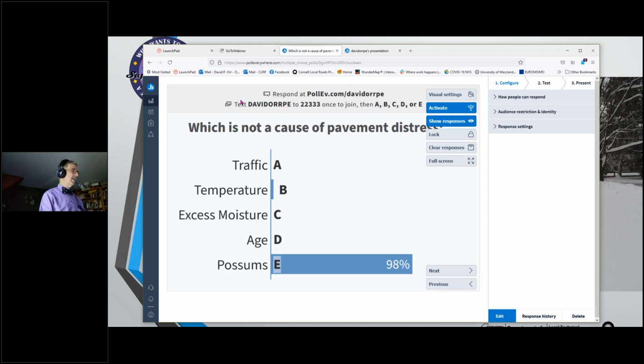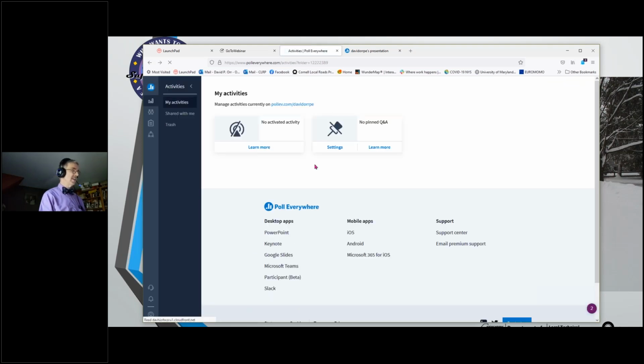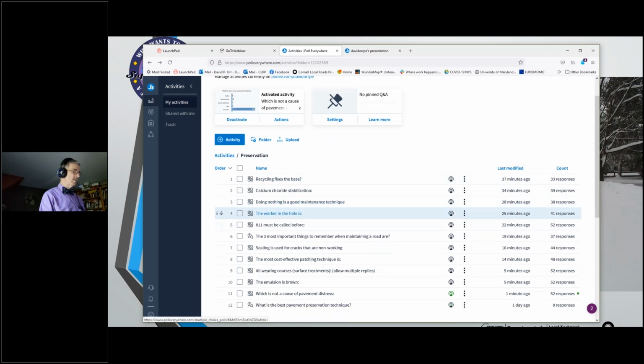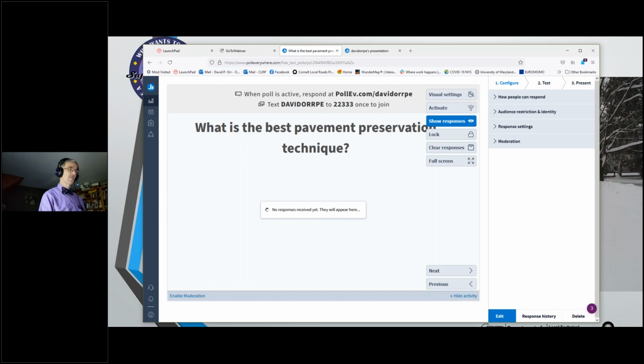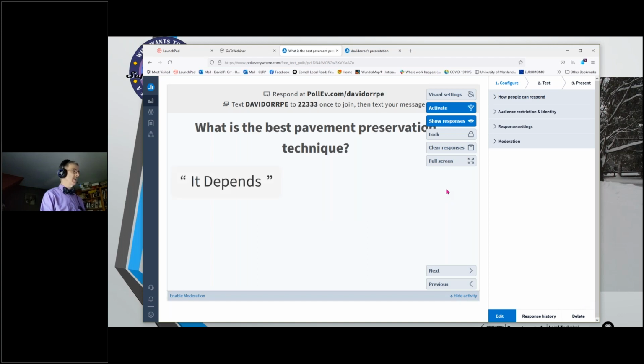So what is the best pavement preservation technique? And I will bring up the poll everywhere and let people put in their answer. In this case, you can do what's called a wall, so you can put in multiple words. So what is the best pavement preservation technique? It depends. Yeah, it does depend.